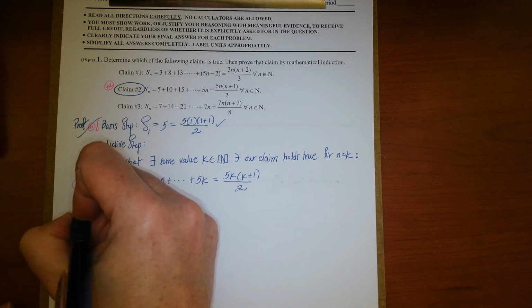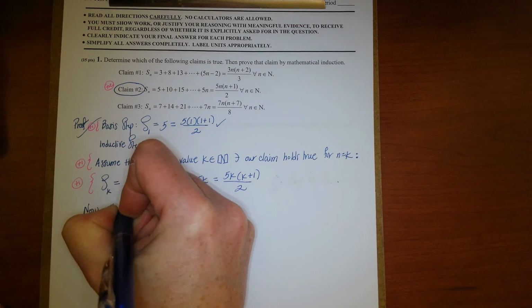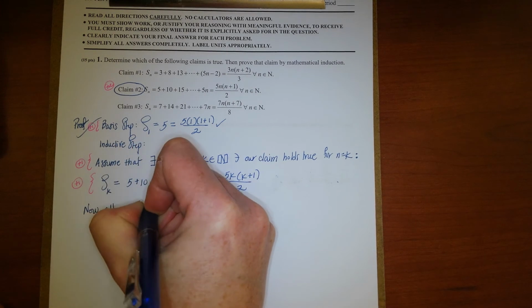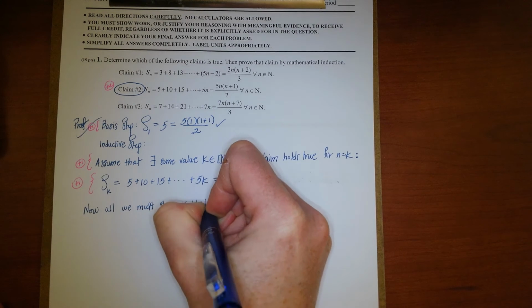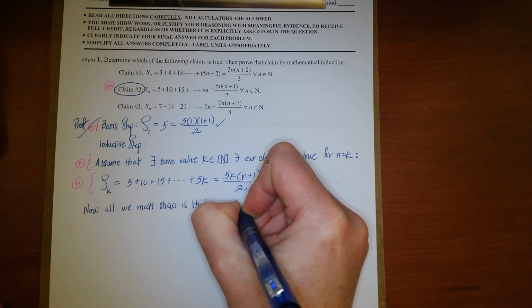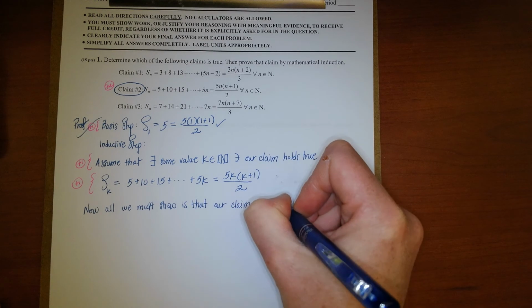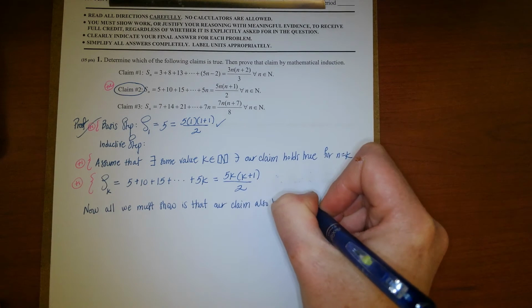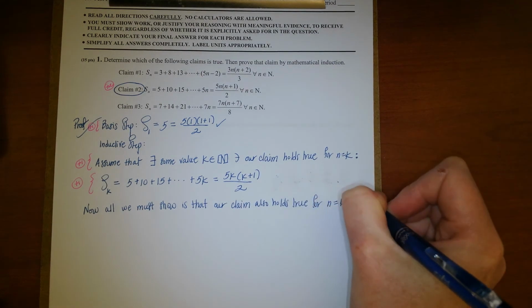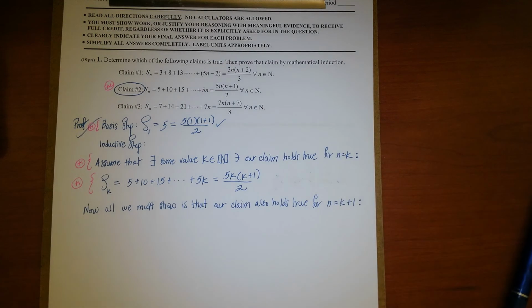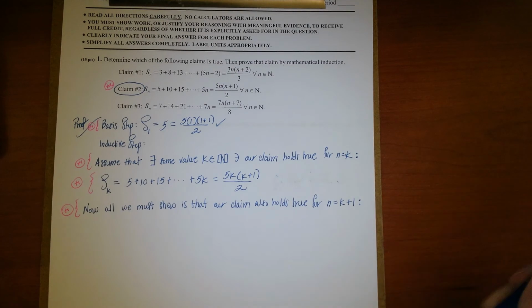Okay. Now moving on, so here's your assumption. Now, all we must show is that our claim is also true, or also holds true, for n equal to k plus 1. Okay, 1 point for that little statement there. And now let's get started on that.